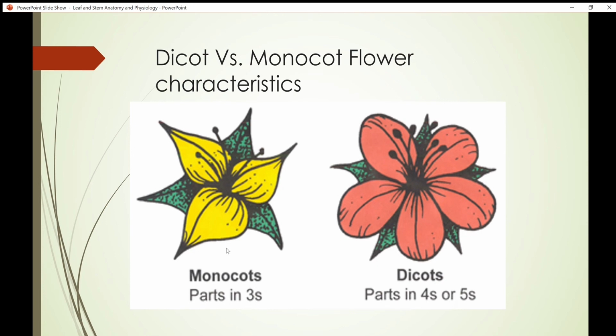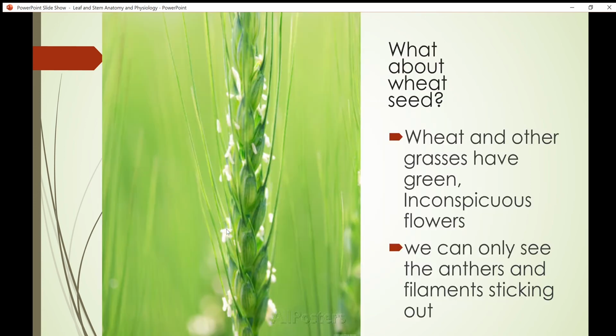So monocots will always have petals or parts in threes. So like a tiger lily actually is a monocot plant or a monocot flower. And it usually has 6 petals. Okay? Dicots, on the other hand, have parts in 4 or 5s. So like a petunia usually has 5 petals, and that's a dicot plant. And we can see 5 petals and 5 leaves. We also can see on here, on the monocot one, 3 petals and 3 leaves. So that's how we tell the difference in the flower.